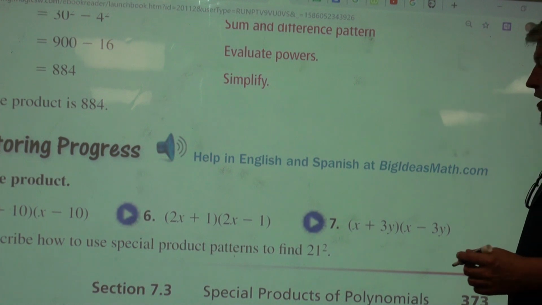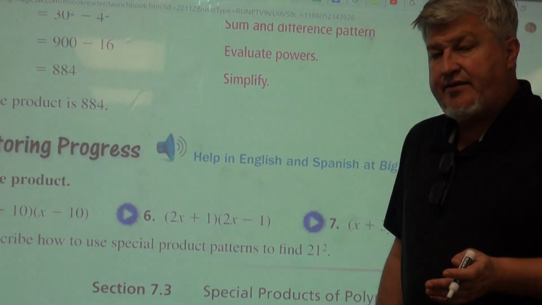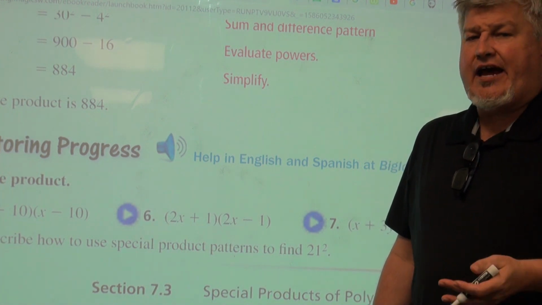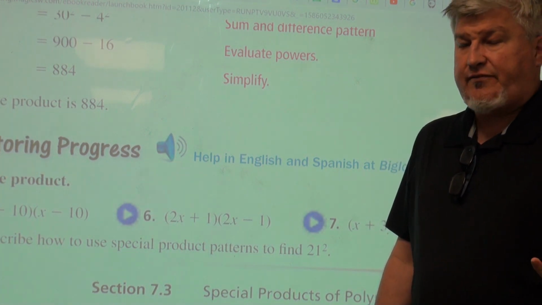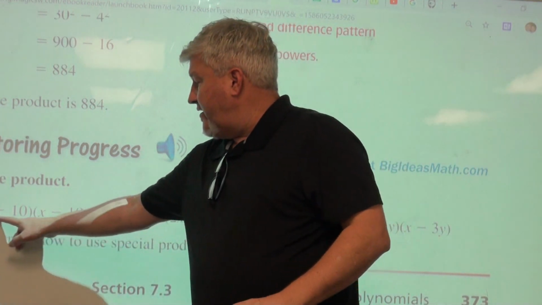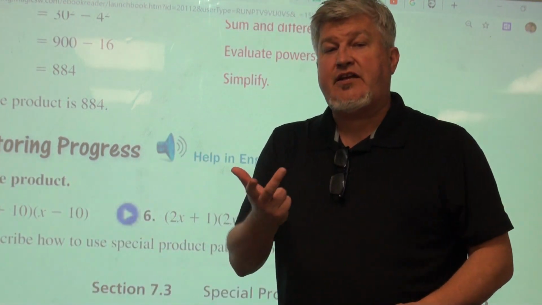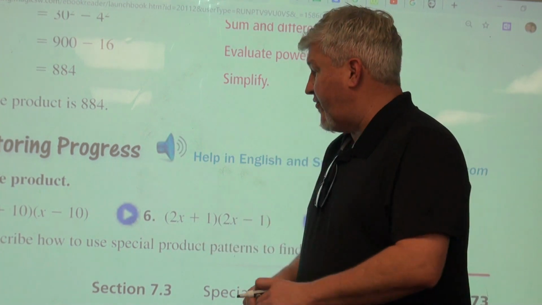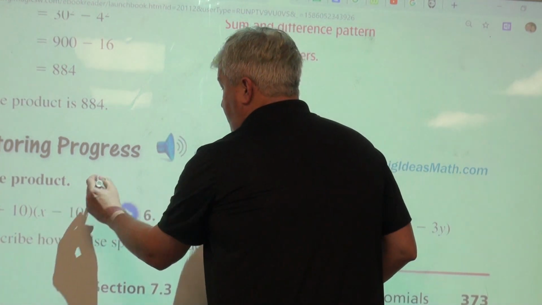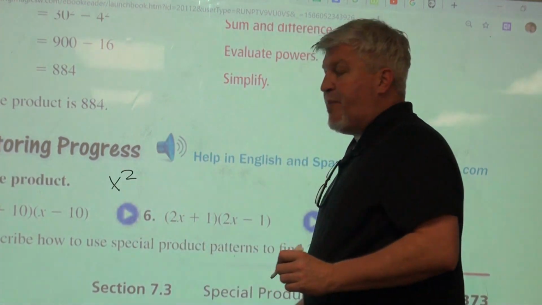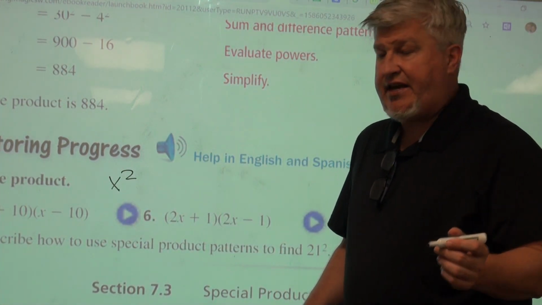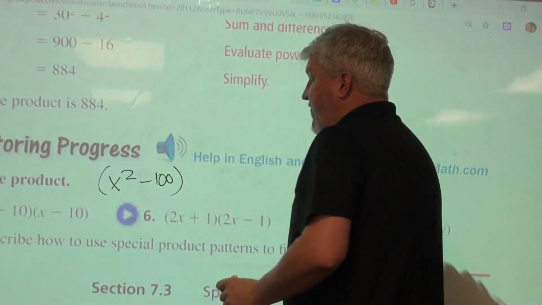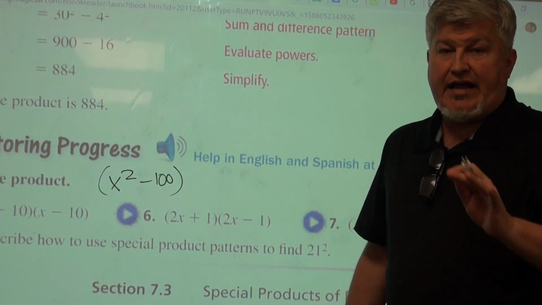Okay, so number 5 has x plus 10 times x minus 10. What I want you to see right now is you don't actually need to FOIL everything. When you see that it's exactly the same except the signs are opposite, all you need to do is quickly multiply the two together. Multiply the first two terms, x squared. Multiply the last two terms. 10 times negative 10 is negative 100. So the answer to number 5 is x squared minus 100.